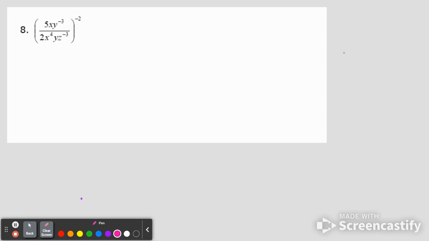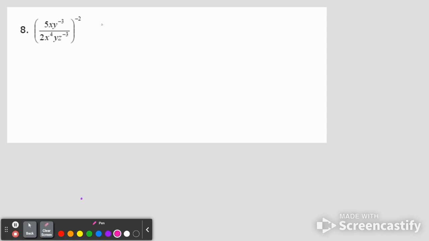So here, I notice I have a negative exponent. I'm not going to put everything over or under 1 because that's just going to make it look crazier. What I am going to do is start simplifying inside of the parentheses. So start with my coefficients 5 and 2. I can't really simplify those. What I can do is simplify the x's.